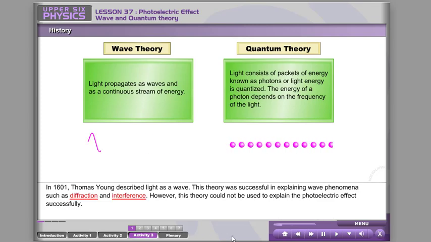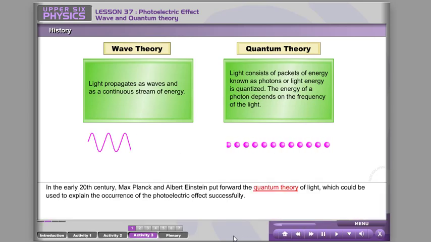In 1601, Thomas Young described light as a wave. This theory was successful in explaining wave phenomena such as diffraction and interference. However, this theory could not be used to explain the photoelectric effect successfully. In the early 20th century, Max Planck and Albert Einstein put forward the quantum theory of light, which could be used to explain the occurrence of the photoelectric effect successfully.